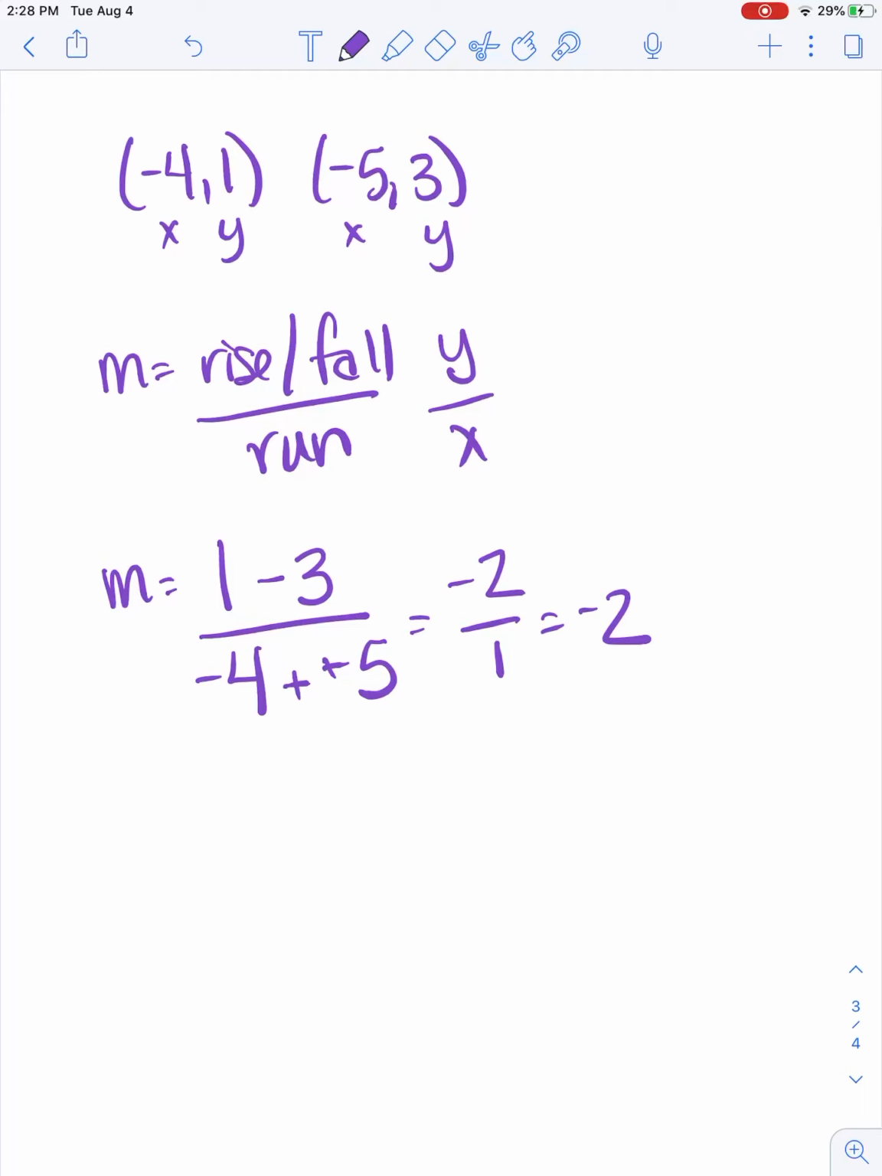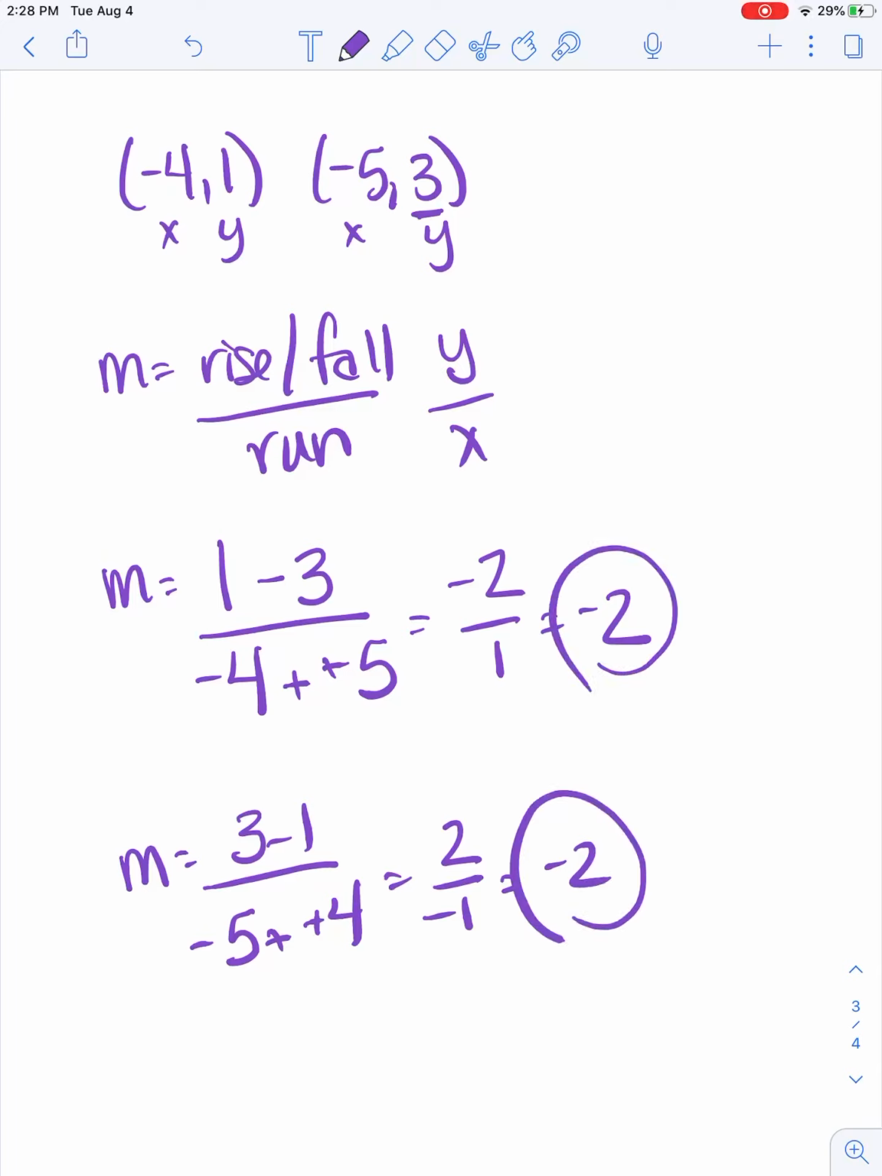And some of you may be saying, well, in middle school, I learned that you always use the second point first, so that's fine. So if I did this y first, that would be 3 minus 1 over -5 minus -4, which gives me 2 over -1, which still gives me -2. So if you think about it, you're finding the slope through these 2 points. So it doesn't matter which point you pick first. The slope through these 2 points is still going to be -2. Just be consistent. Whatever y you pick first, make sure you pick that x first as well.